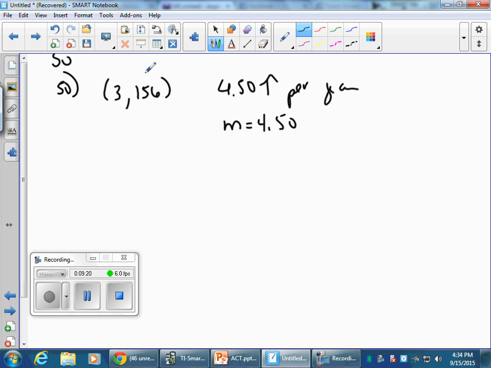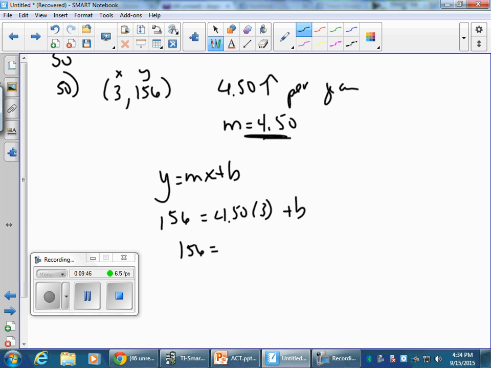And then after year 3, it was at $156, and they want to write a linear equation. So I'm going to use y equals mx plus b. I know the m, that's how much it's increasing per year. What I have to do is find the b. So I'm going to use this for my x and my y and try to figure out where was my starting point. So m is 4.50, x is 3. So that's 156 equals 13.50 plus b. Subtract 13.50, I get 142.5 is equal to b.